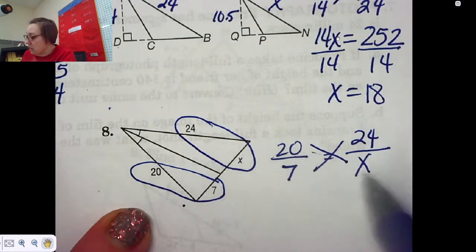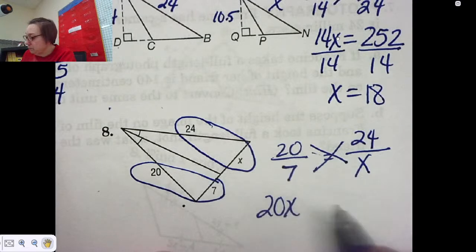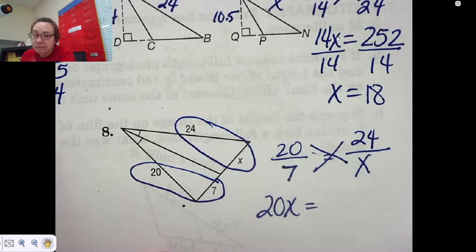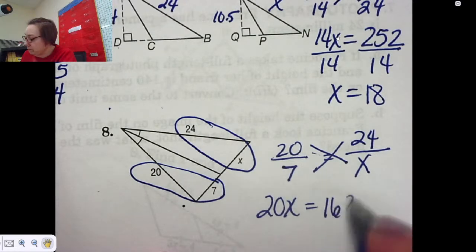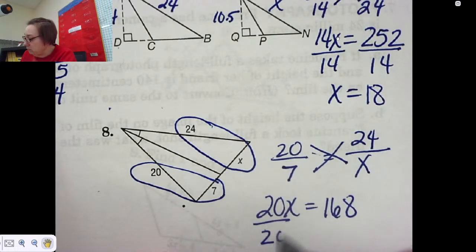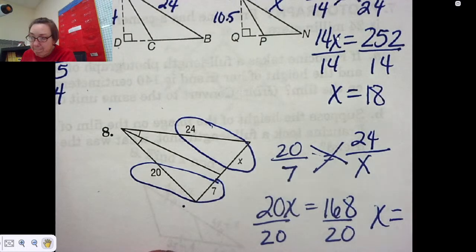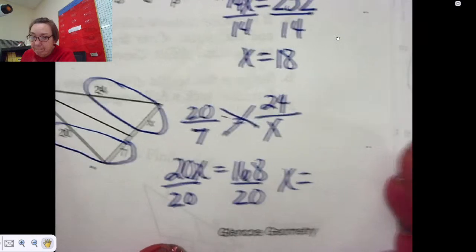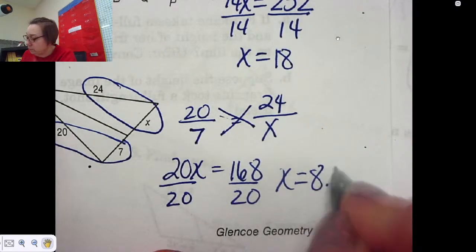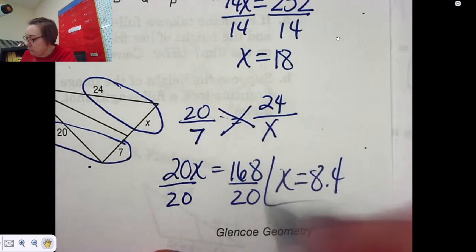So we'll have 20 times x is 20x. 24 times 7. Good job. Divide by 20. What's x going to be? 8.4. And that's our answer.